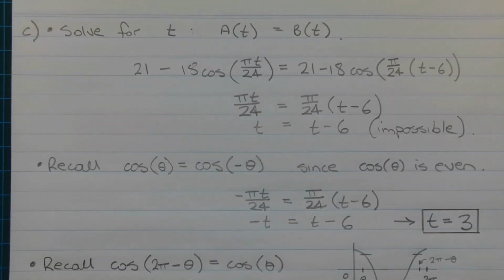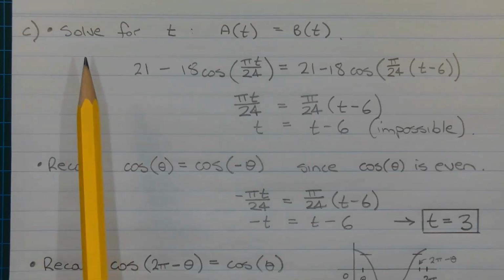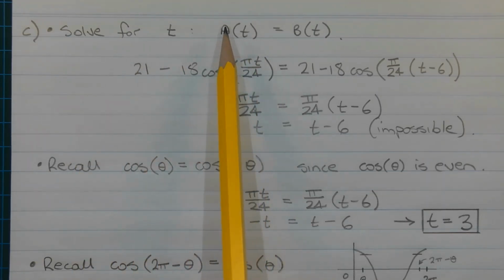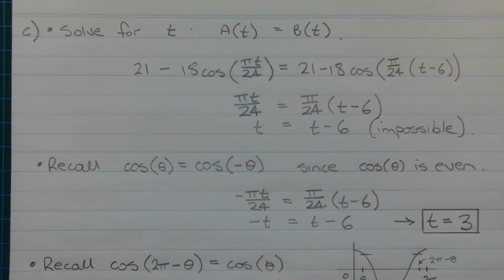We want to find the times when both carriages are at the same height above the ground. So we want to solve for t, the equation A of t equals B of t. 21 minus 18 cos pi t over 24 equals 21 minus 18 cos pi over 24 times t minus 6. Now the two 21s will cancel. We can also divide both sides of the equation by negative 18.